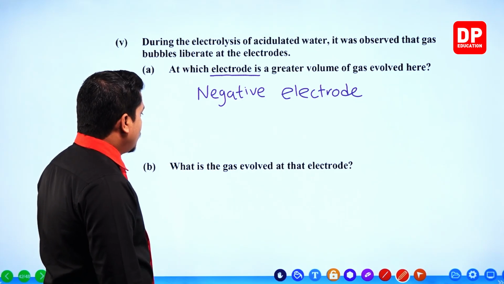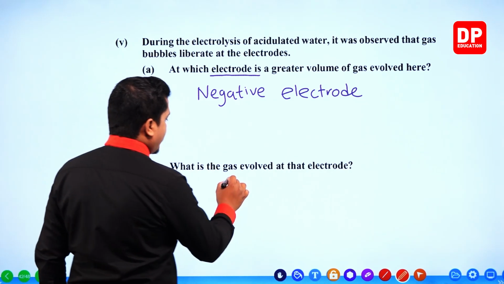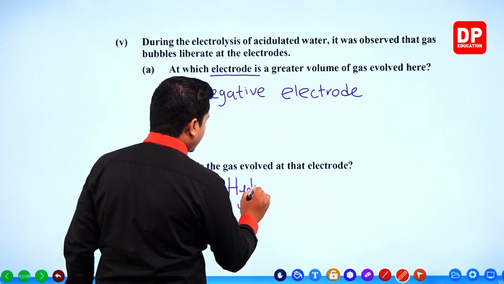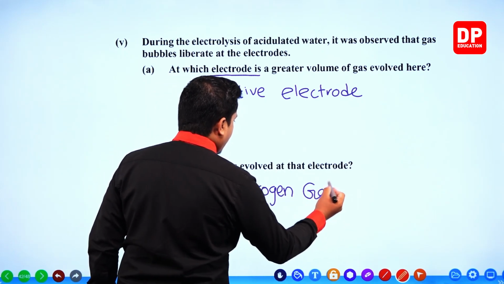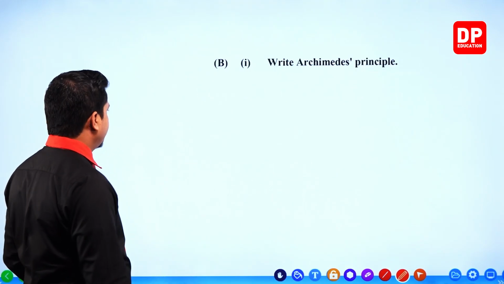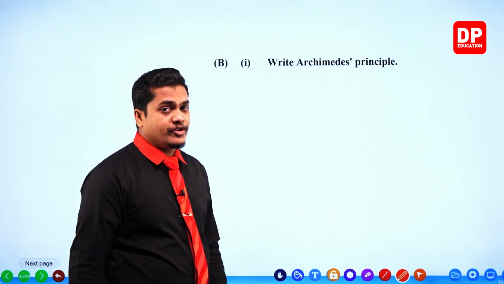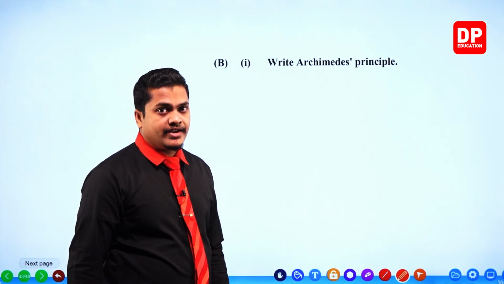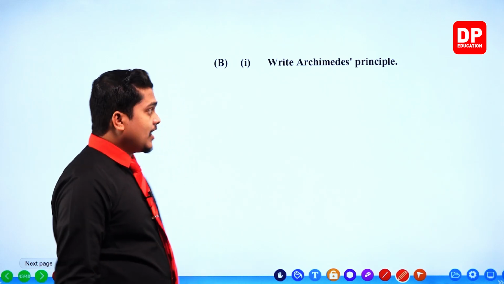Next one. What is the gas evolved at that electrode? Simple, my dear children. Hydrogen gas. Hydrogen gas. Right. Next question then. Write Archimedes principle. So now we have come to the final part of the question, Part B, related to the hydrostatic pressure. You need to write down the Archimedes principle.